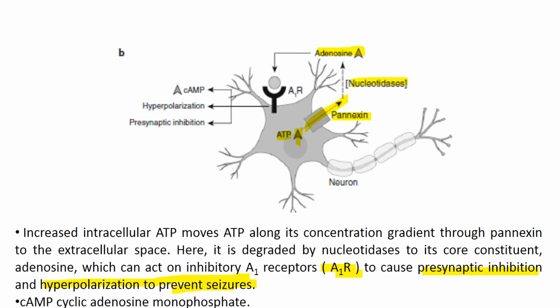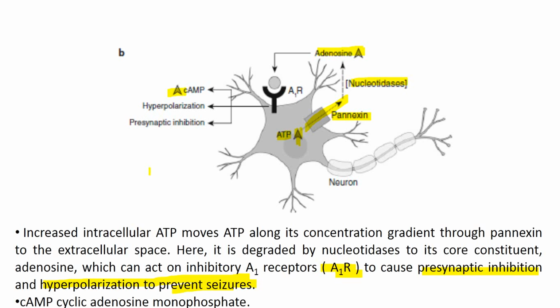So, adenosine will bind to the adenosine A1R receptor. After binding to the A1R receptor, it causes presynaptic inhibition. Presynaptic inhibition and hyperpolarization prevent seizure. The cyclic AMP, cyclic adenosine monophosphate, increases.